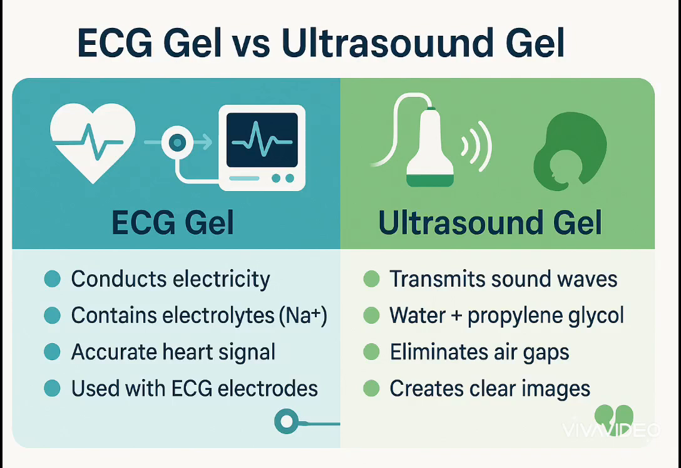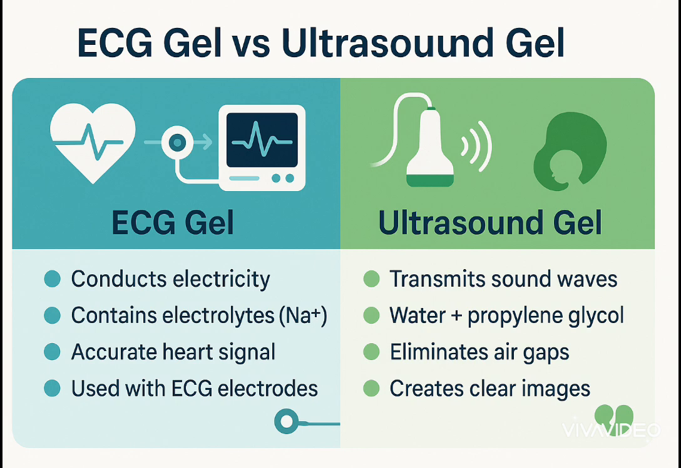The key difference between ECG gel and ultrasound gel lies in their primary function and composition, which are tailored for different medical procedures. ECG gel is designed to conduct electricity. Its main purpose is to create a clear path for the electrical signals from the heart to the electrodes of the electrocardiogram machine. This ensures accurate readings of the heart's electrical activity.